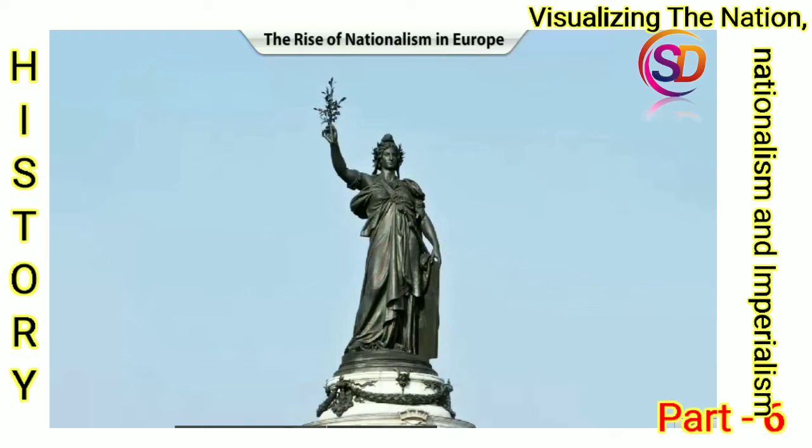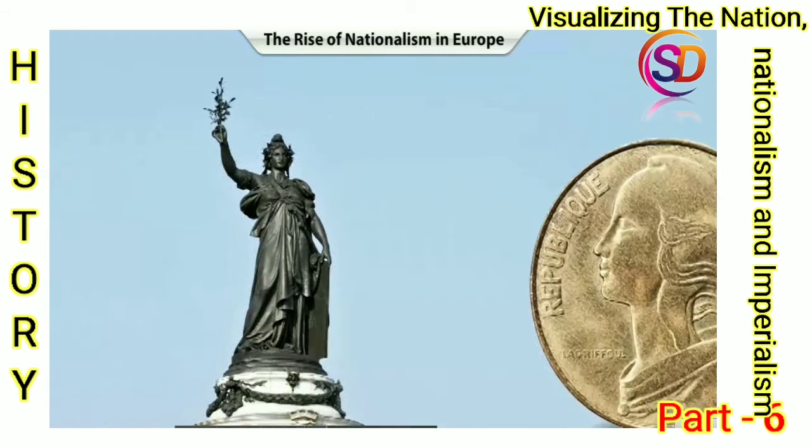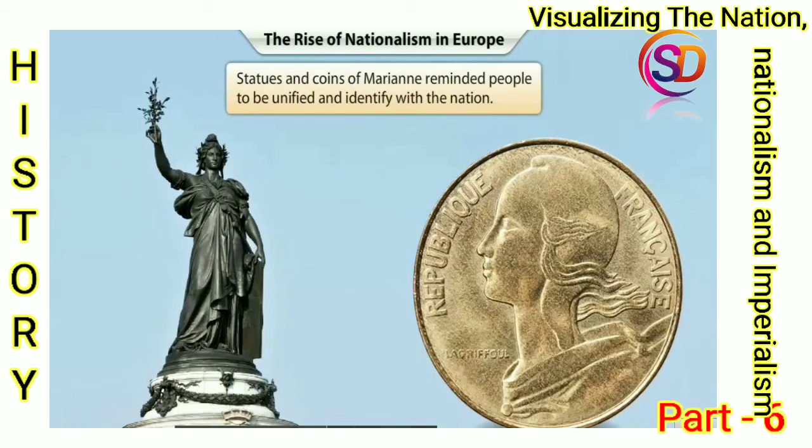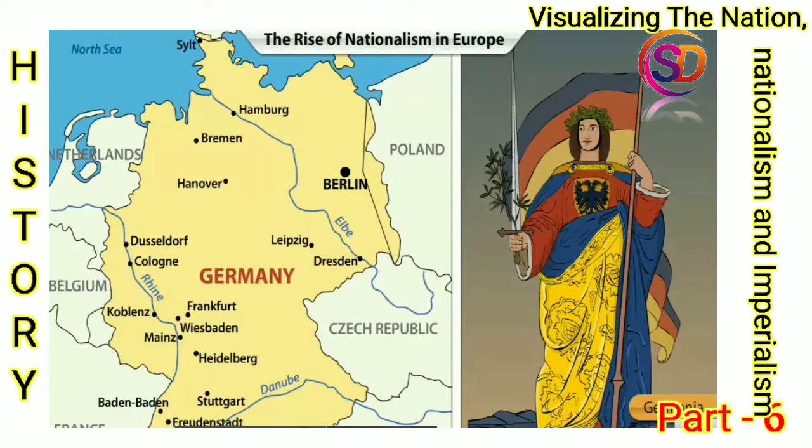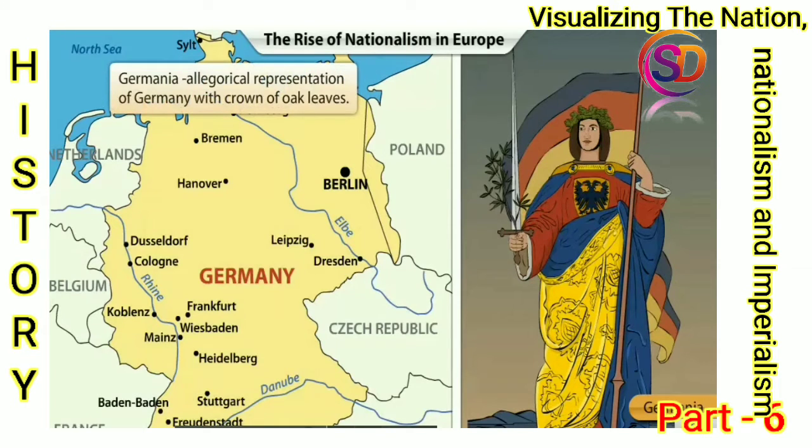Statues of Marianne were erected in public places, and images were marked on coins and stamps. The purpose was to remind people to be united and identify with the nation. Similarly, Germania was the allegorical representation of Germany, wearing a crown of oak leaves which symbolizes heroism.